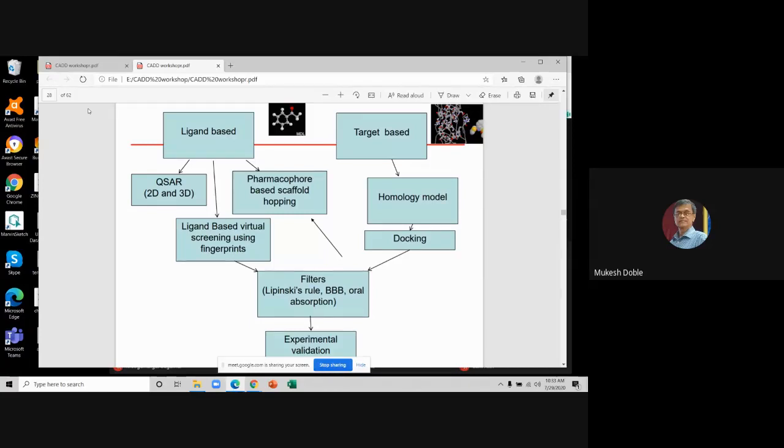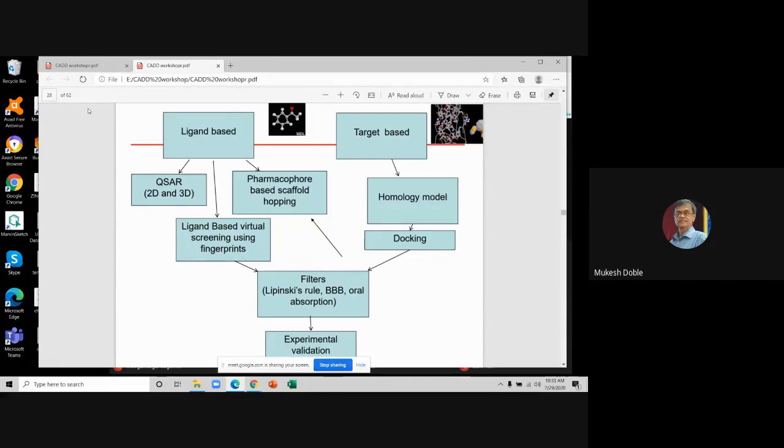So the logic is, if those molecules have certain common features and they exhibit an activity, and I go to some databases and look for molecules with similar features, hopefully they also will have those activities. That way we can come up with new structures which have not been reported. And of course, once we pick up those molecules, we have to look for the drug likeness property using different software I talked about.